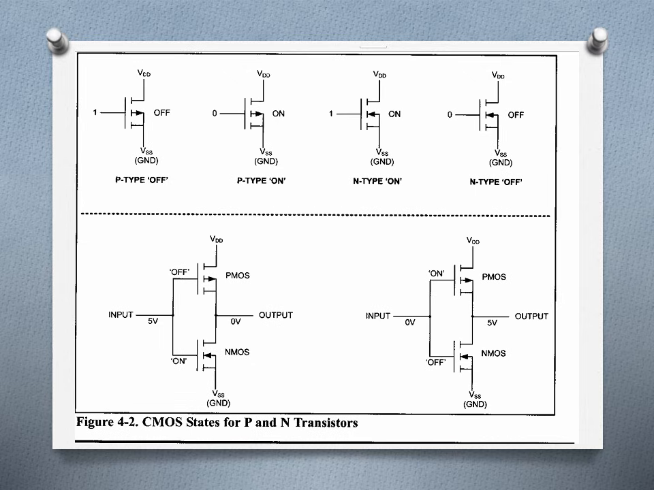Whenever the PMOS is off, you will not have any output from it. In the case of the NMOS, when it is on, it is connected to the ground, so the ground value will appear as the output. Similarly, when the input is 0 volts, the PMOS will be on, and since it's connected to VDD, 5 volts will be the output. In the bottom NMOS, it is in the off state, so it is cut off from the ground value.